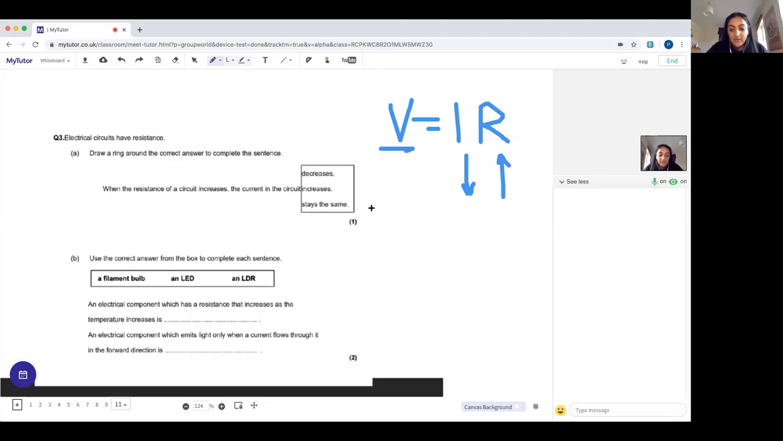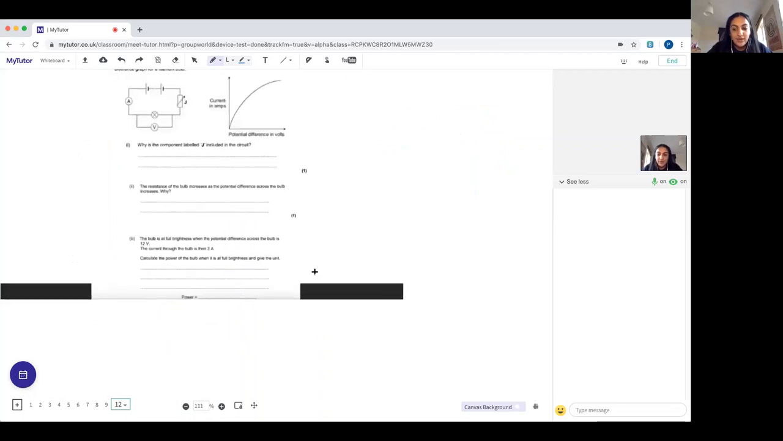Okay, so a light emitting diode, an LED, and you might have seen it. It looks just like a tiny little bulb, but it is very important that you have current flowing through it in the right direction. Only then will it light up. Okay, so that one will be LED. Okay, so the next one.